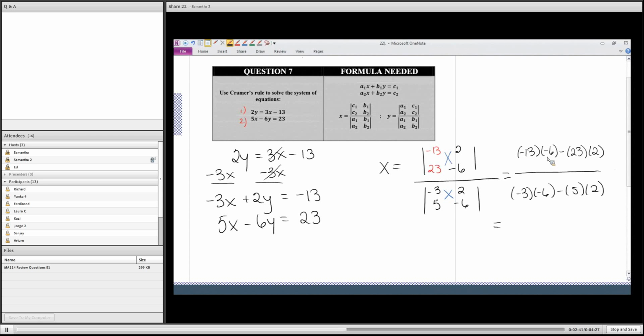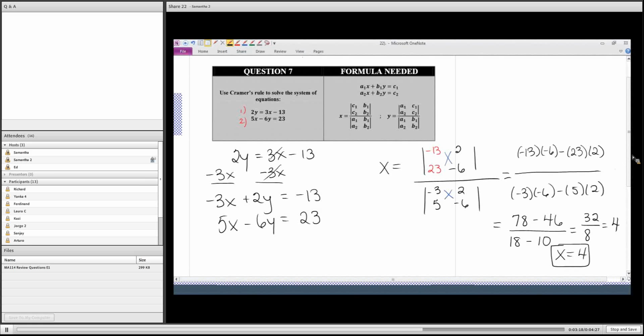Negative 13 times negative 6 is a positive 78. 23 times 2 gives you 46. The denominator, negative 3 times negative 6 gives you a positive 18. 5 times 2 is 10. So 78 minus 46 is 32. 18 minus 10 is 8. And 8 divides into 32 4 times. Therefore, x is equal to 4.